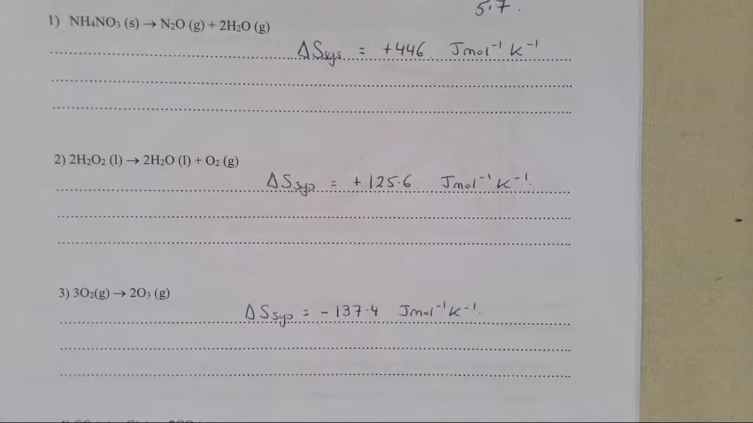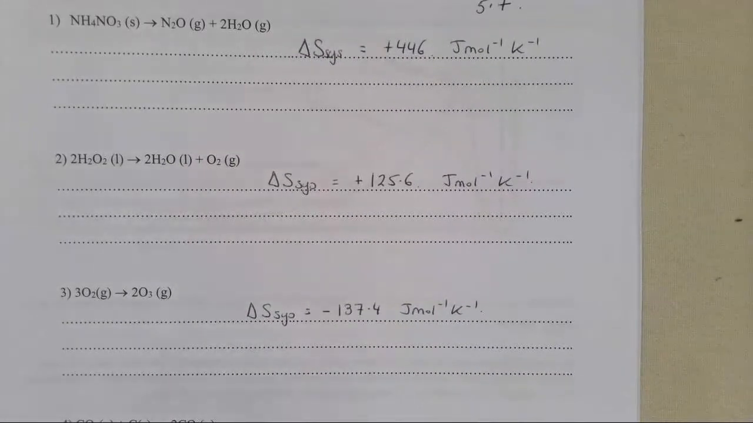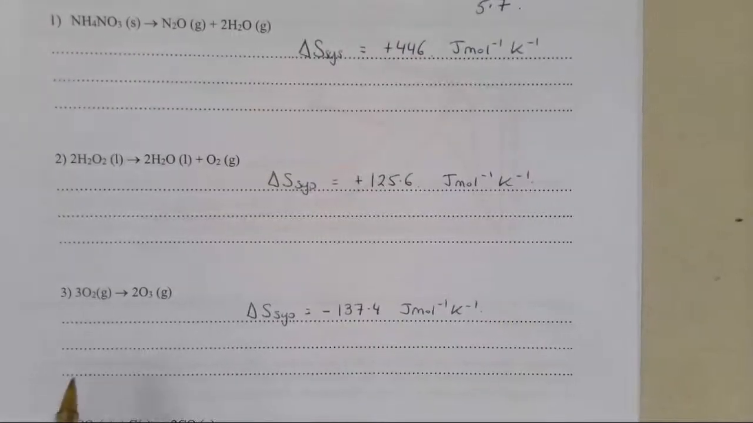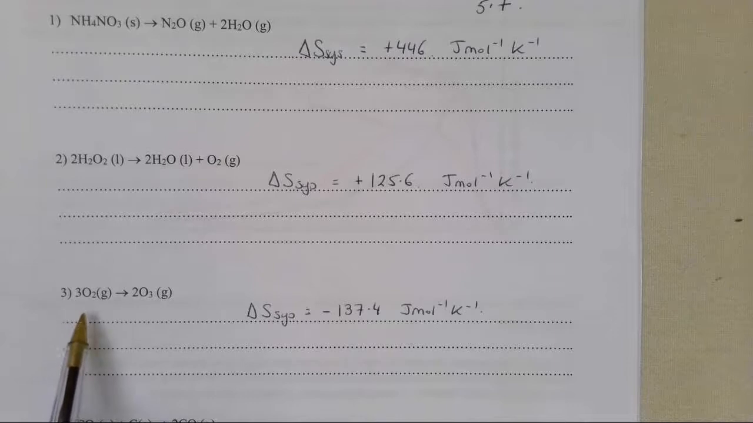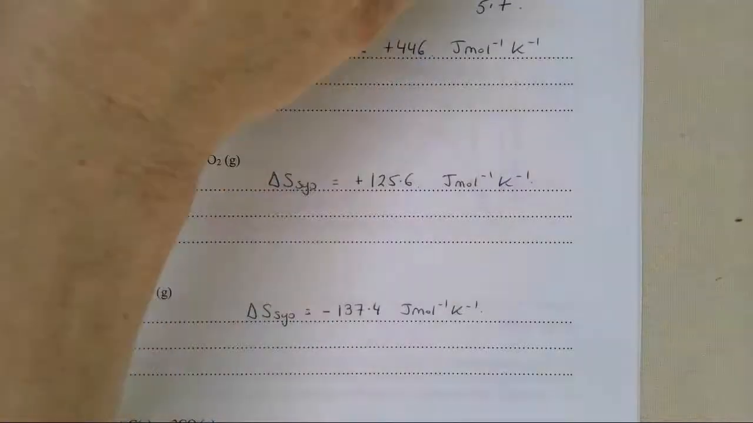Next one, number 3, is negative. Again, this is what we'd expect, because you're going from 3 moles of gas down to 2 moles of gas. So you're expecting there to be a negative change. You're expecting the products to be of more order than the reactant, so hence you've got the negative number there.